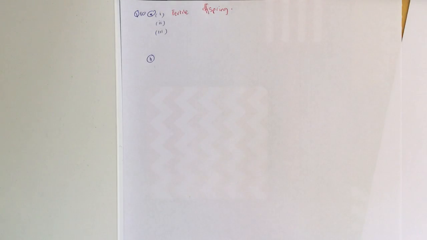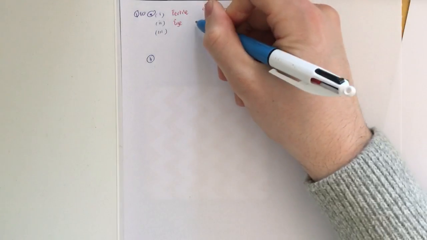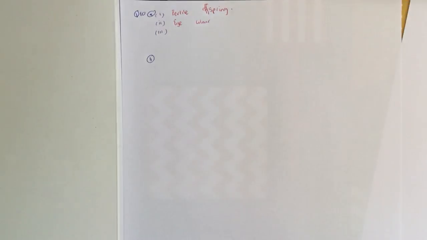Part 2. Variations occur between all members of a species. Give one example of variation in humans. And you can just talk about eye color, for example, is a variation, an inherited variation. Okay, and part 3 then says name one cause of this variation.